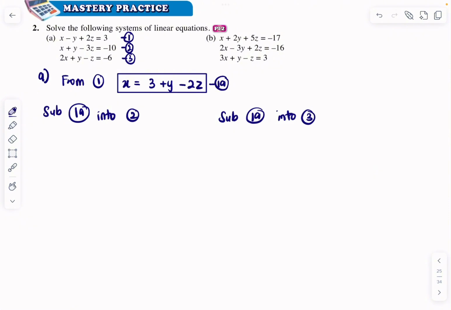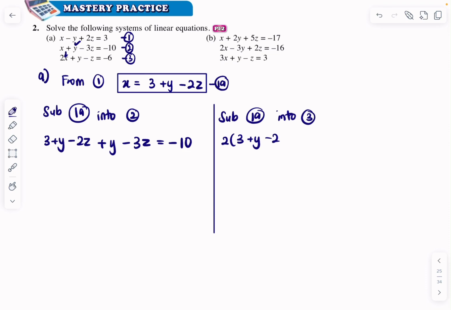So if we substitute this into equation 2, we sub this into the x. So we'll get 3 plus y minus 2z plus y minus 3z equals negative 10. And then in equation 3, that means we sub this x with that. So 2 of 3 plus y minus 2z plus y minus z is negative 6.